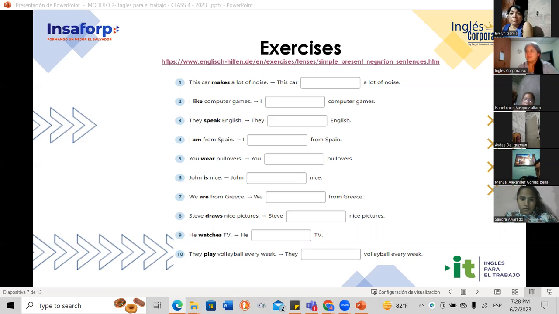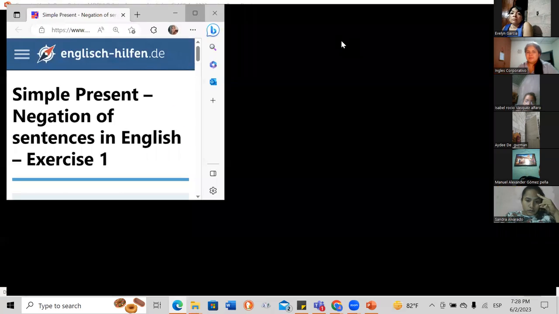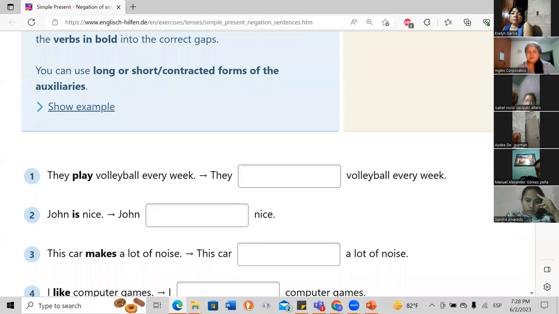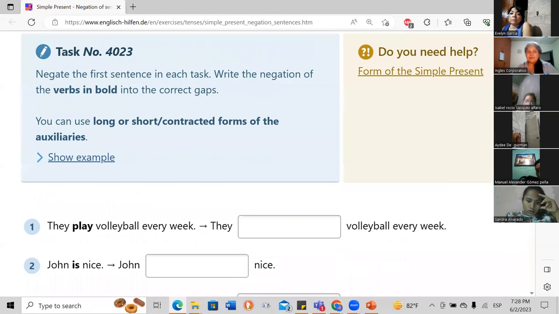Please close the microphone, mute the microphone. Si tienen ruido, por favor. Si no tiene ruido, lo pueden mantener abierto, okay? No problem.